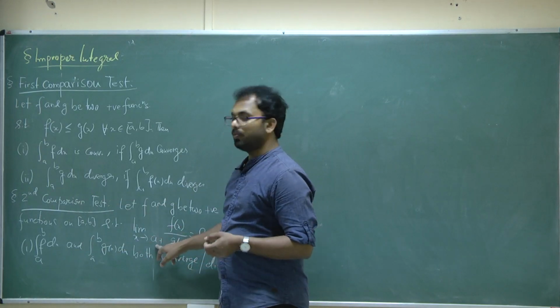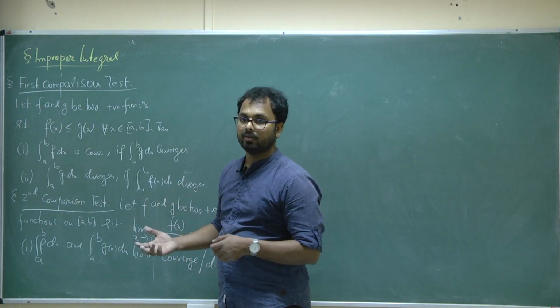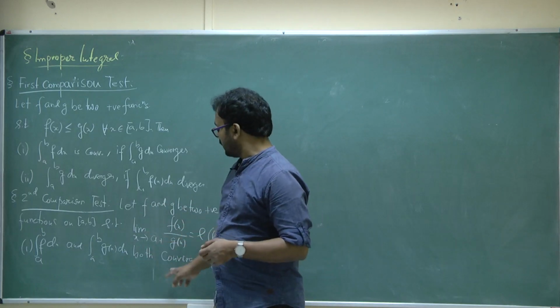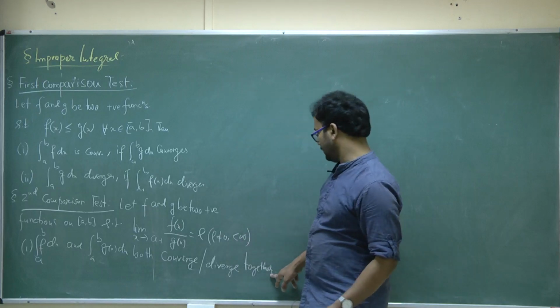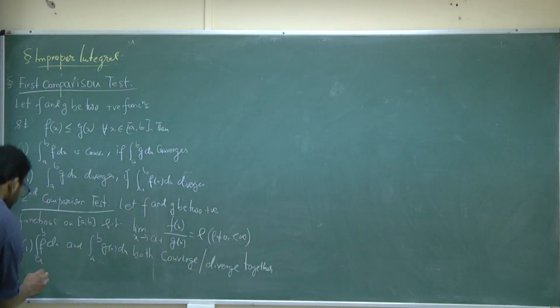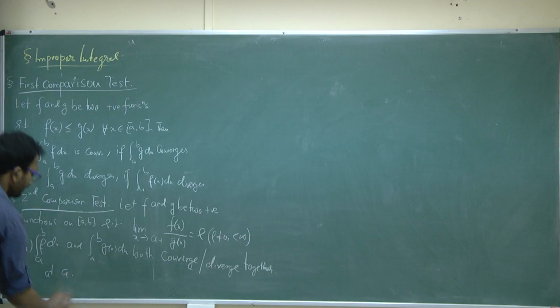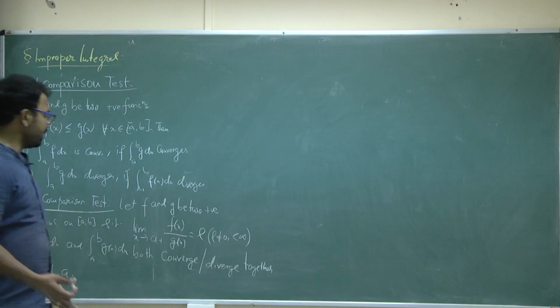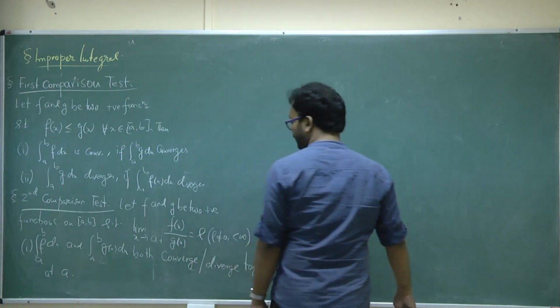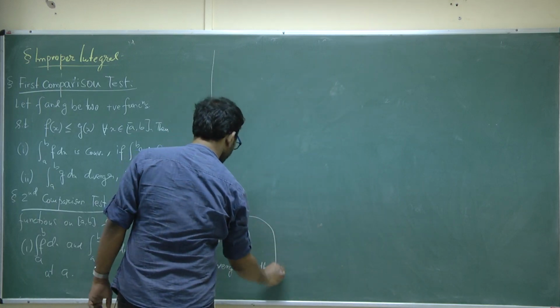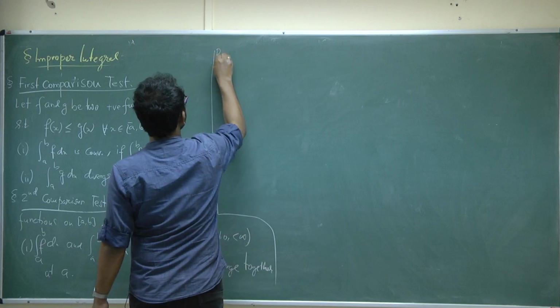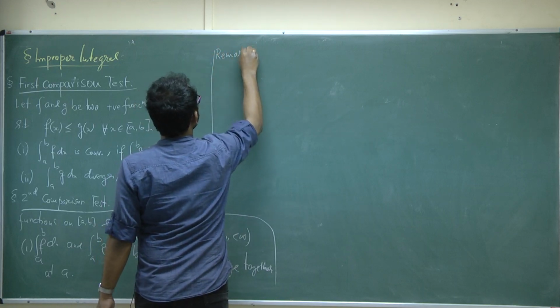And that is for the endpoint a. If you change the endpoint to b, then we can say that it converges or diverges together at b. So, at a. And if you are checking for b, then it will be at b. We can also say something about the limit. A limit can become 0 as well. So, let us put a small remark.